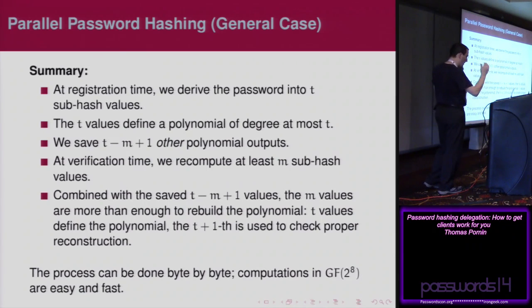So this can be done by byte. Computation in that Galois field is easy. It's just a matter of table. That's 50 lines of code.